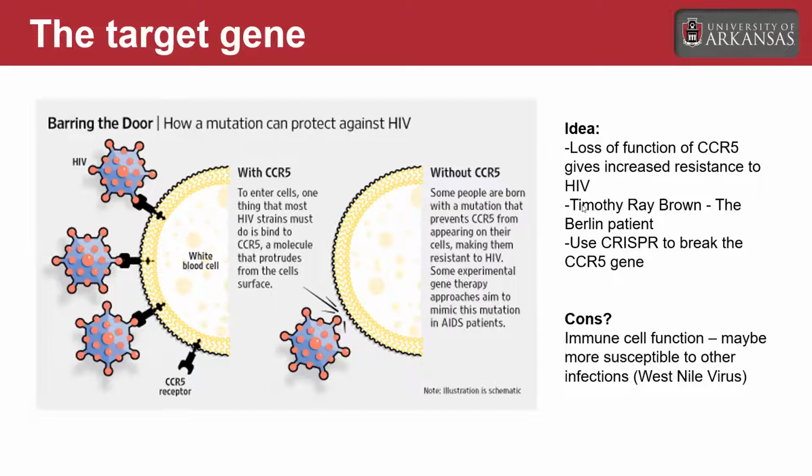The idea being, if we lose this CCR5 protein, you get resistance to HIV. That gives us an idea. Hey, we can break genes with CRISPR. Why don't we use CRISPR to break the CCR5 gene? People have been working on doing that in adults, where they get a bone marrow transplant with CCR5-edited genes. So what are the cons of doing CCR5 editing?